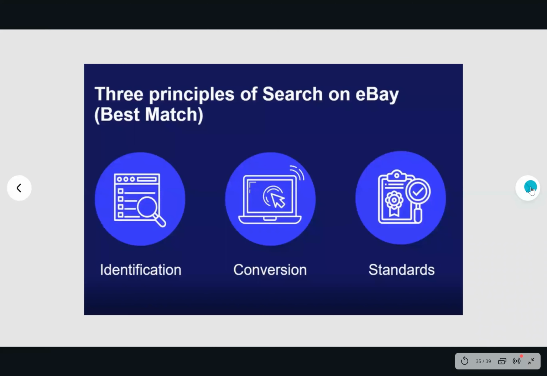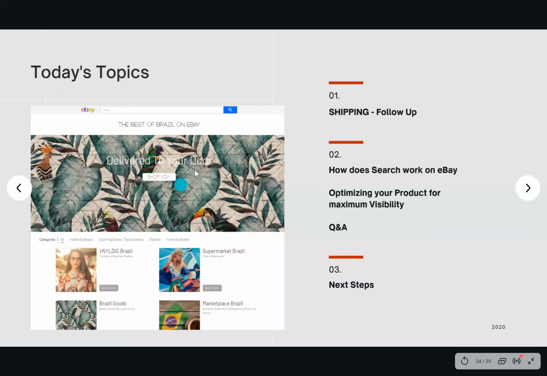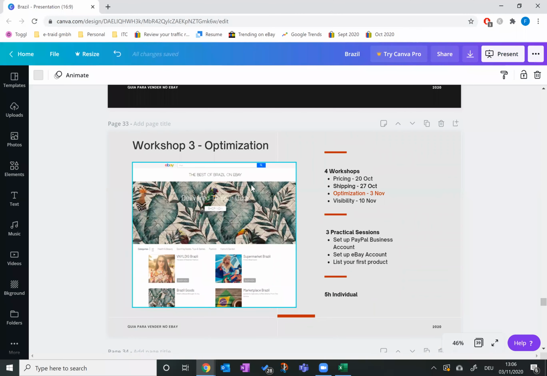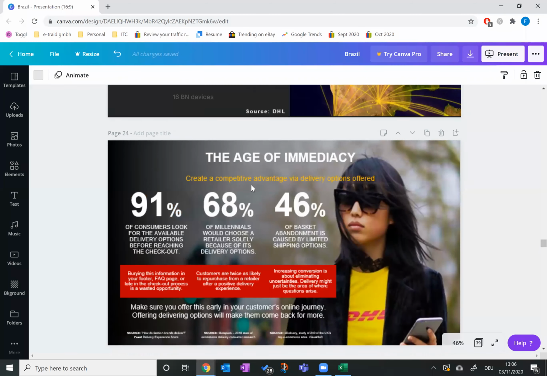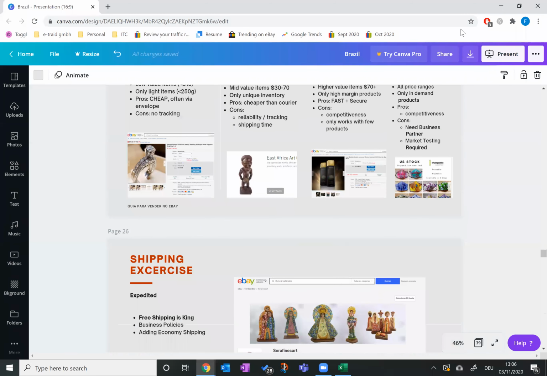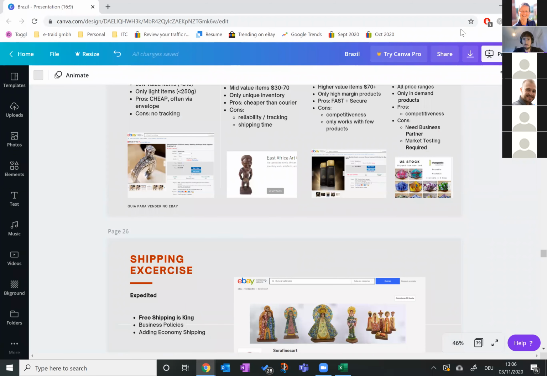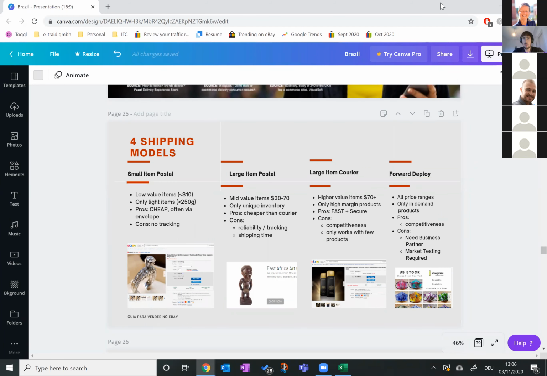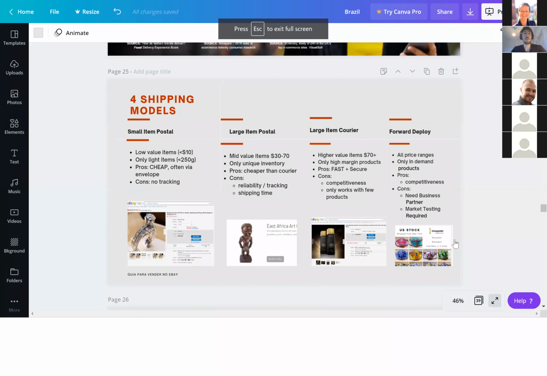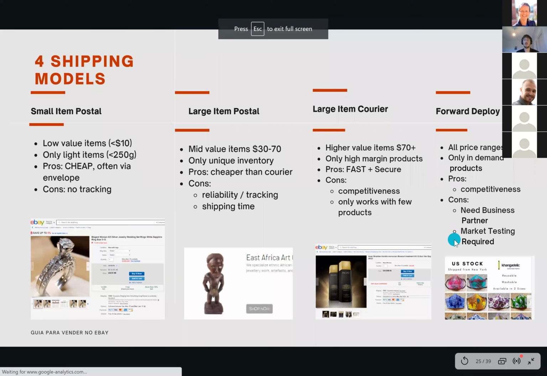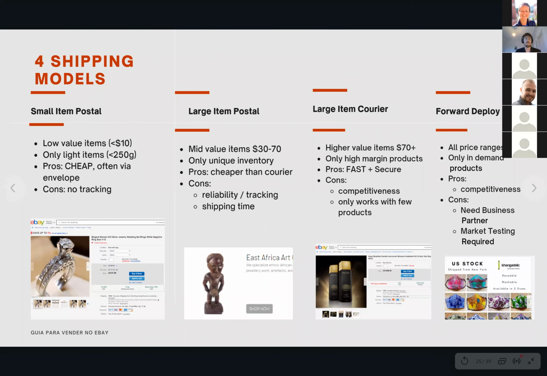Great. With this, let me dive back into the presentation and go back to where we left off. So that's a couple of slides earlier on. So I'm gonna move up here. This is where we left off last time. So let me continue here and talk you through the different shipping models that I have seen working for sellers on eBay.